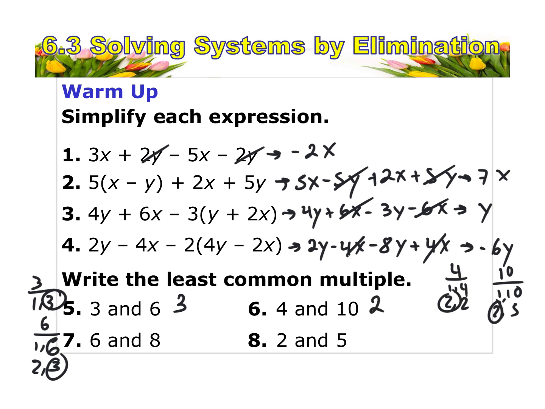For 6 and 8, we do the same thing. The multiples of 6, we have them already on the left side, 1 and 6, 2 and 3, and the multiples of 8 are 1 and 8, 2 and 4. Again, the smallest for the 6 and the 8 is 2. And then 2 and 5, we have the multiples of 2 are 1 and 2, and the multiples of 5 are 1 and 5. The smallest one here is 1.